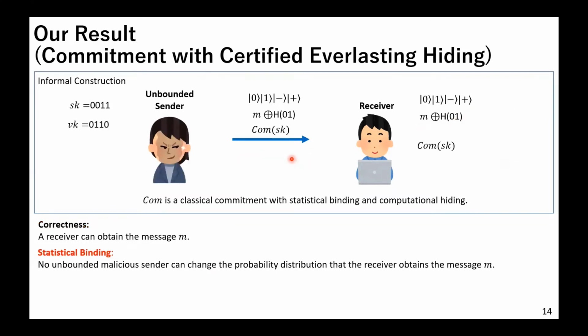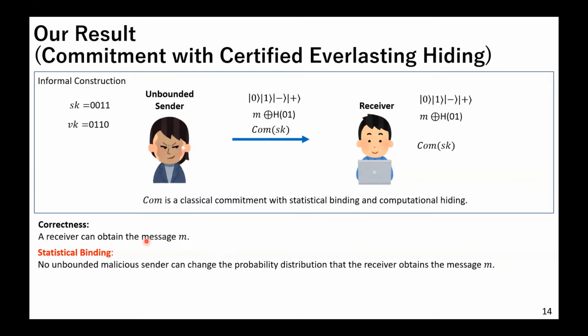And our construction also satisfies statistical binding. This statistical binding intuitively guarantees that no unbounded malicious sender can change the probability distribution with which the receiver obtains the message M.